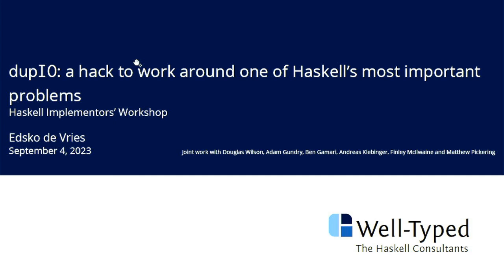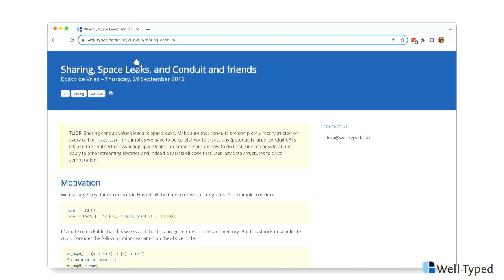All right, so about 7 years ago, we had a client come up to us and ask us to debug some memory leak that they had, which we do regularly. I didn't think much of it, which turned out to be the start of a very long and arduous journey figuring out what was going on, which eventually led to a blog post called Sharing Space Leaks, Conduits and Friends, which I wrote 7 years ago, which I can only describe as utterly depressing.